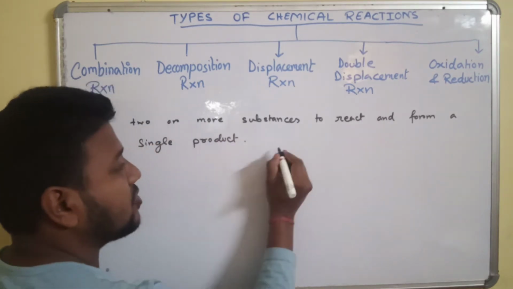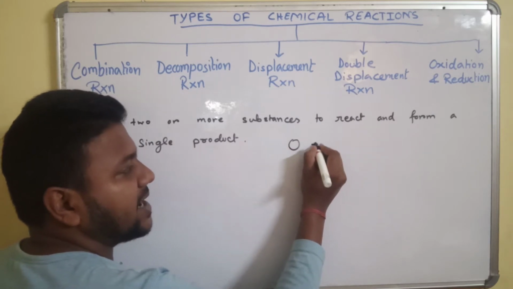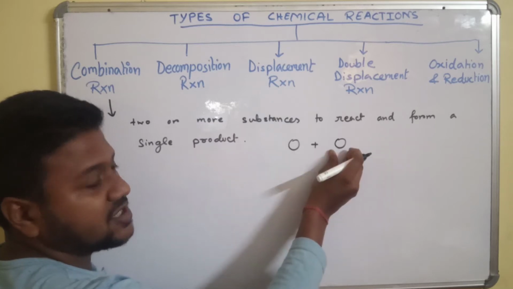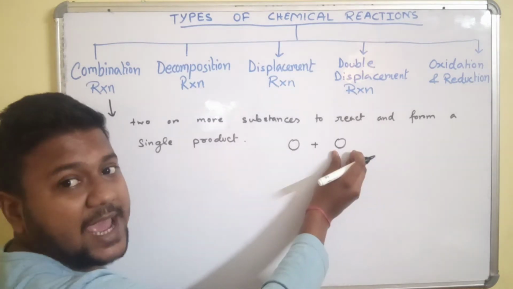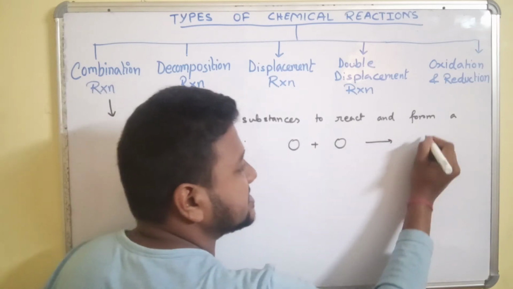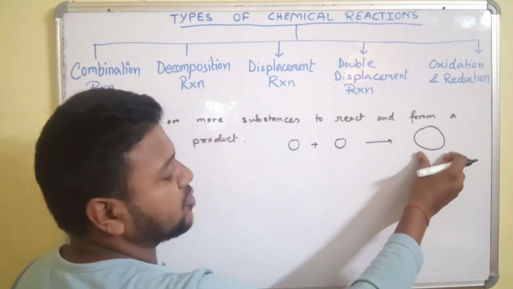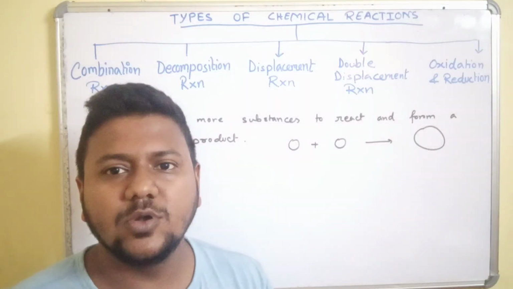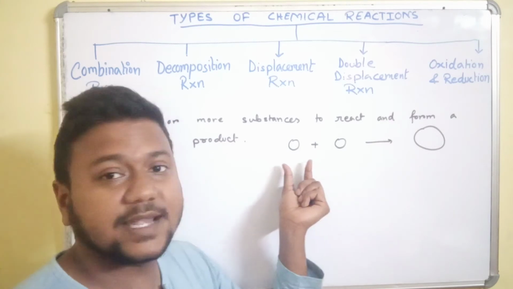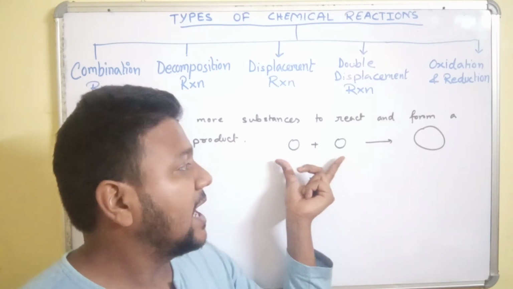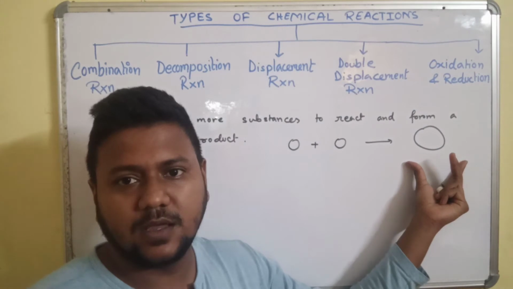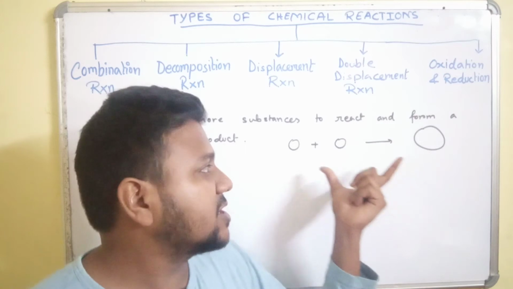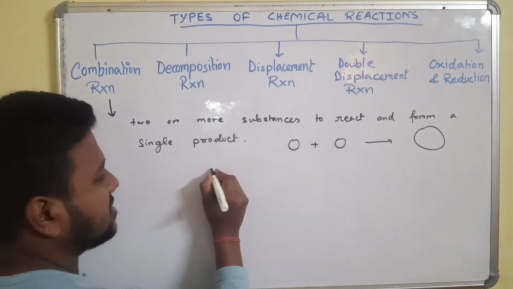When you have a particular reactant combining with another reactant, I am just representing it by particular spheres. When these two reactants combine together to form a single additive product, it is said to be a combination reaction. Okay, whenever we see that one particular reactant joins with another reactant and gives a single product, what do we call it? We call it a combination reaction.